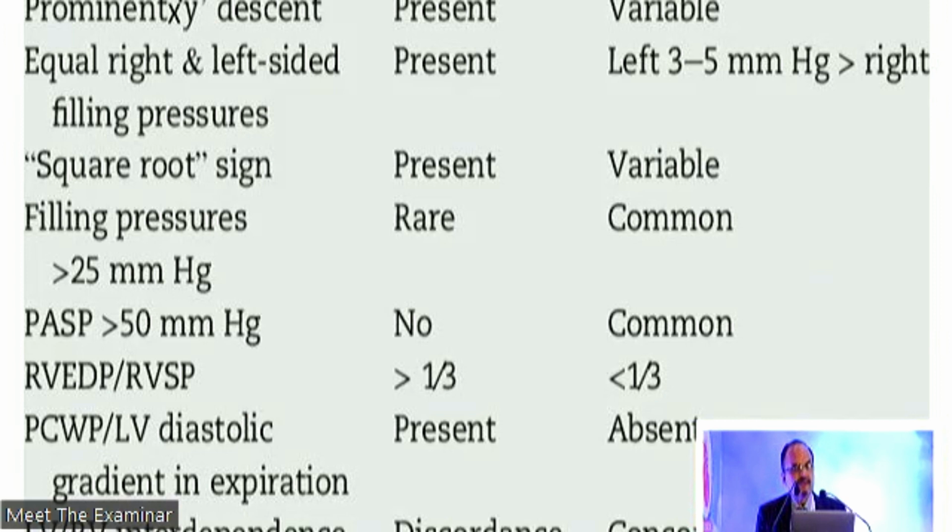It has to be restrictive cardiomyopathy. And the ratio of right ventricular end diastolic pressure and right ventricular systolic pressure is usually more than 1/3 in case of constrictive pericarditis. And as I said, the left and right ventricular interdependence is discordant in constrictive pericarditis. So when the right-sided ventricle is small, the left-sided ventricle becomes big because the septum keeps on shifting.